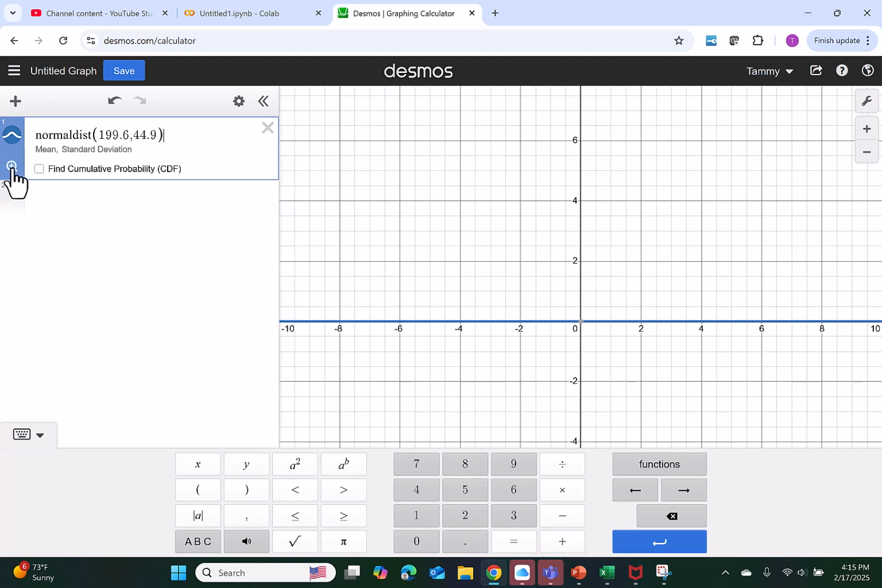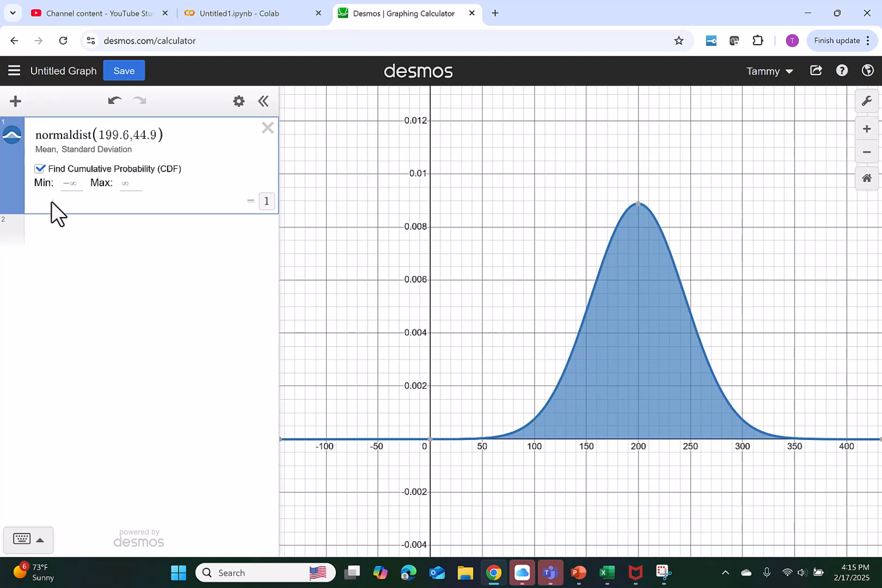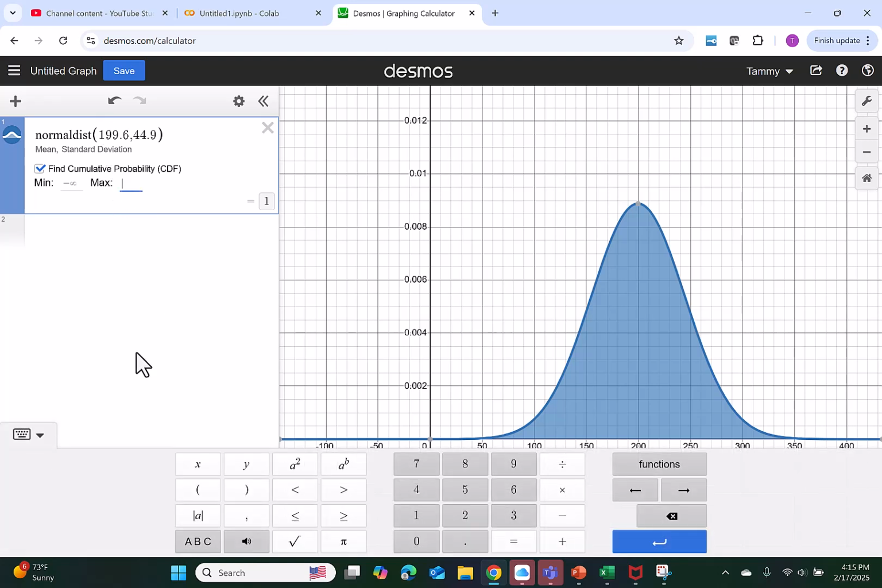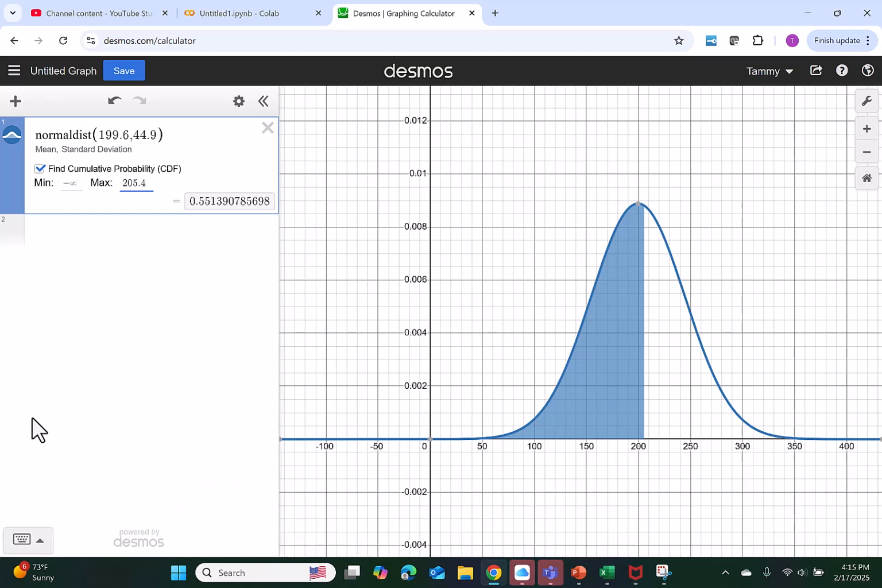I'm going to click the zoom fit to see the graph, and I'm going to click find cumulative probability. We want the probability that x is less than 205.4, so for the max I type 205.4 and it gives me 0.55139. I'll call that 0.5514. What I like about Desmos is that I can visually look at the graph, see that the mean is here at 199.6, look at our value of 205.4, and get a visual representation of what the probability is showing us.